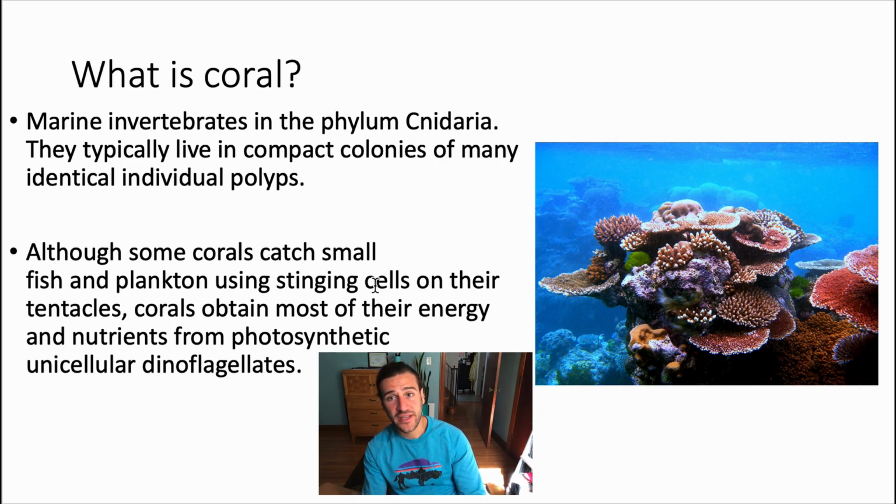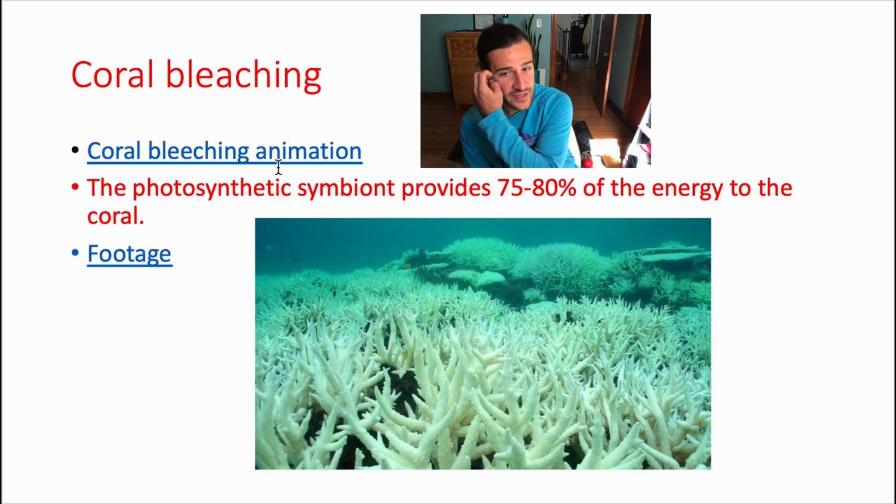Some corals filter feed, actually a lot of them do, but most of their energy actually comes from housing photosynthetic algae. So the reason why you actually see corals being so colorful is because there are algae living within their tissues. And there are some really cool videos I want you to see. These will be link 2 and link 3. So basically, we should know that although many coral do filter feed, their photosynthetic symbiote supplies them with 75 to 80% of their energy.